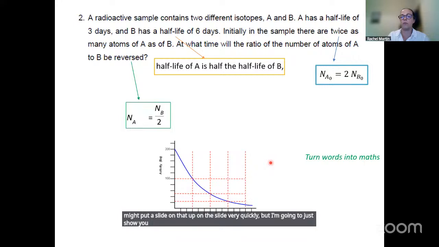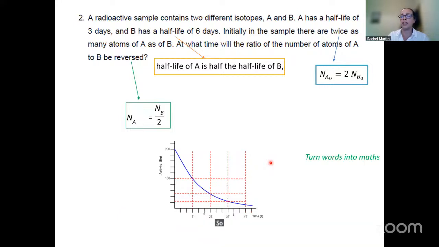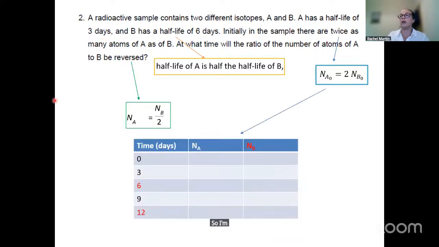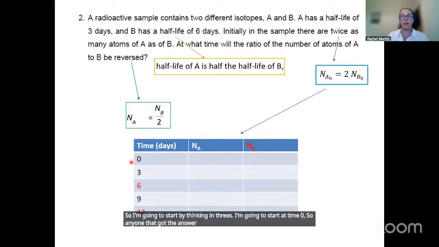the problem-solving approach. So really thinking about, what do we actually know in this question? We fundamentally know that A has a half-life of 3 days. So I'm going to start by thinking in threes. I'm going to start at time 0. So anyone that got the answer at 9, you forgot to start at time 0.